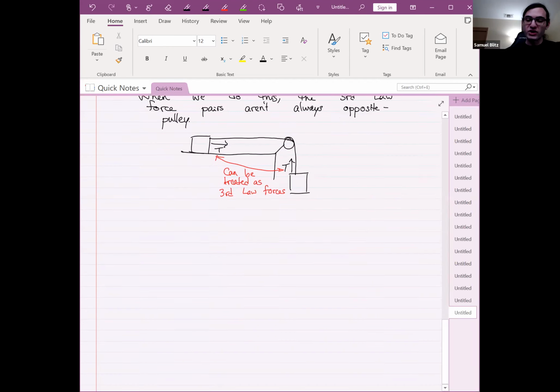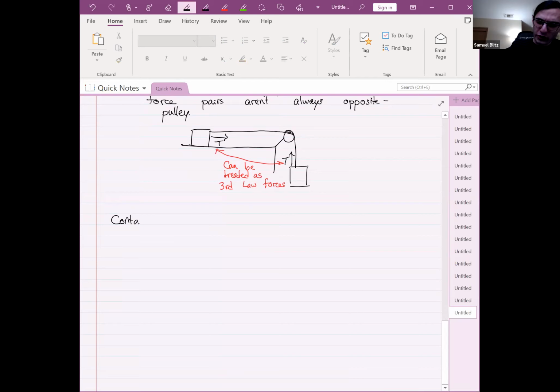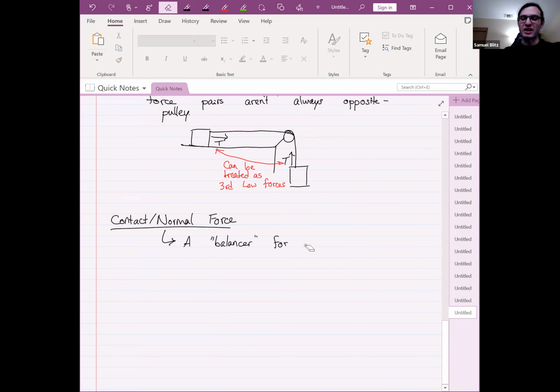Right. Another force that we should talk about is the contact or normal force. So the contact or normal force is a weird one. It's a balancer force. So what I mean by that is it's not really determined by some external criteria. It's actually determined by the other forces that are present and the motion of the object. So this balancer, what it really means is it provides sufficient force to prevent objects from passing through each other.